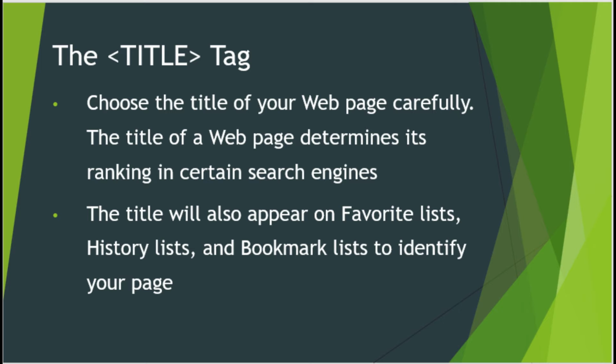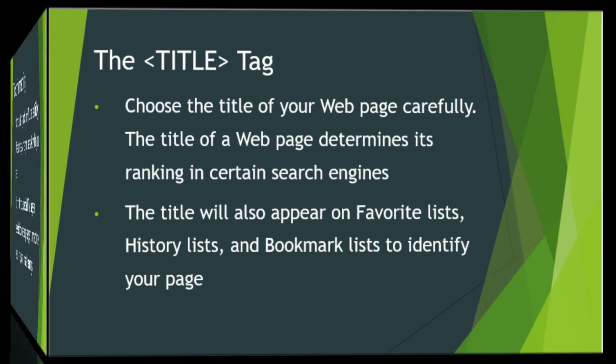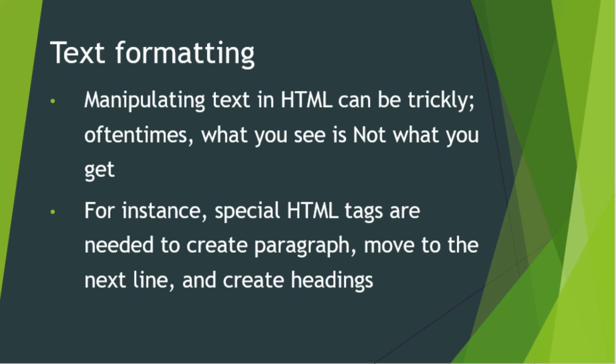Okay, next one, text formatting tags. Listen, next we are going to see the tags which are used in the body. First type of tag is text formatting. Manipulating text in HTML can be tricky. Oftentimes what you see is not what you get. So special HTML tags are needed to create a paragraph, move to the next line, and create headings.